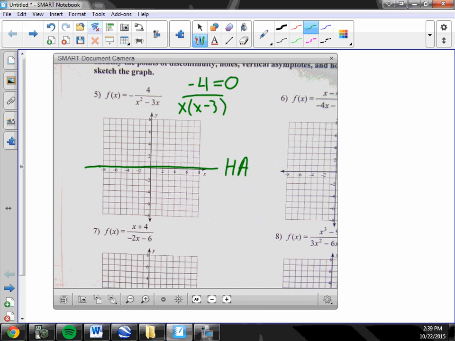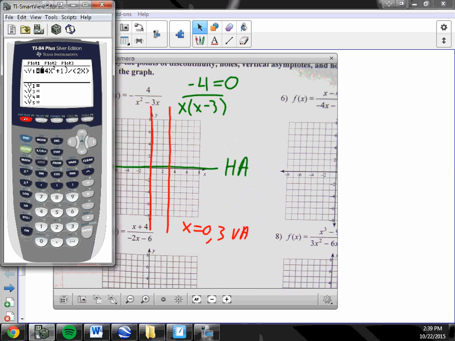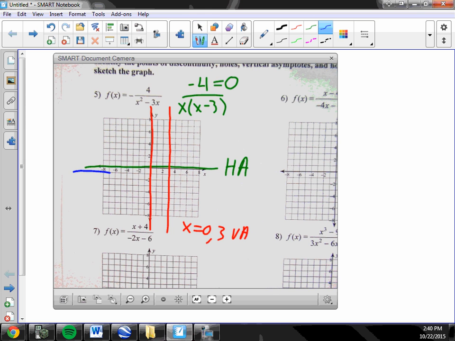And then we have vertical asymptotes at 0 and at 3. So x equals 0 and 3 are both vertical asymptotes. So now I need to graph it to figure out where exactly this happens. So negative 4 divided by x squared minus 3x. And you'll see exactly where to put the graphs. So like this, and like this, and like this.